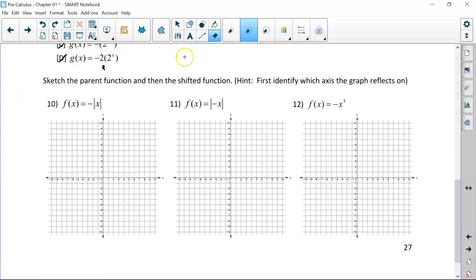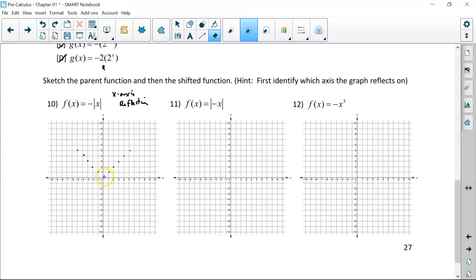Now we're going to sketch the parent function and then the shifted functions. So the parent function for these absolute values is this. That's our parent function. Now, I'm not going to draw the whole thing just because I don't want to confuse ourselves. The negative is on the outside, so there is an x-axis reflection. Now to do that, we're going to multiply each output by -1.